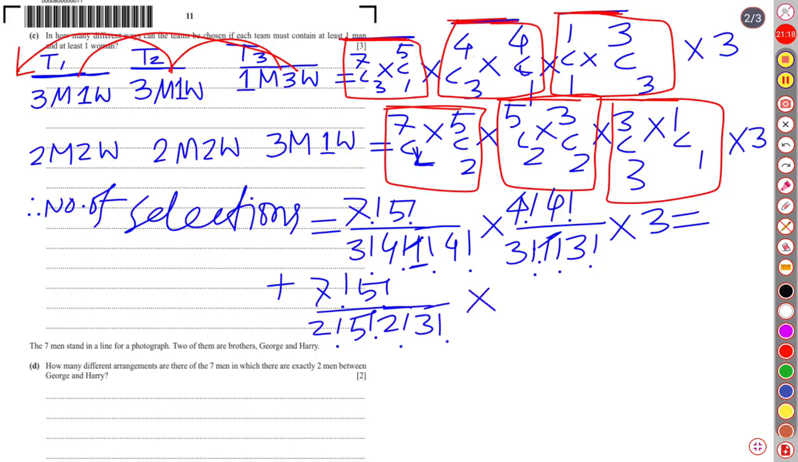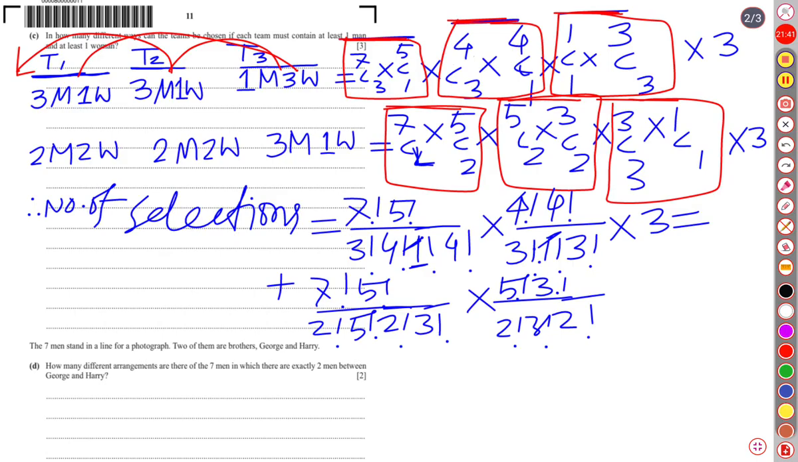Then the second team: 5 factorial is the numerator, into 3 factorial, 3 factorial divided by 2 factorial into 3 factorial into 2 factorial into 1 factorial. I am avoiding writing 1 factorial because 1 factorial means 1, 2 factorial means 2.